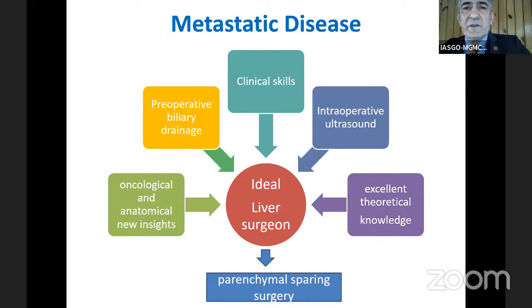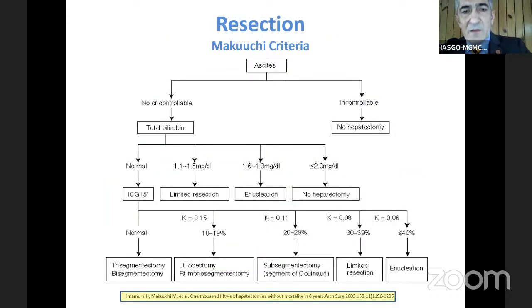For the metastatic disease, the clinical skill of the surgeon using intraoperative ultrasonography, excellent theoretical knowledge, and oncological and anatomical new insights are important, but preoperative biliary drainage is also necessary for some metastatic occluding tumors. This is a paper from Professor Makuuchi.